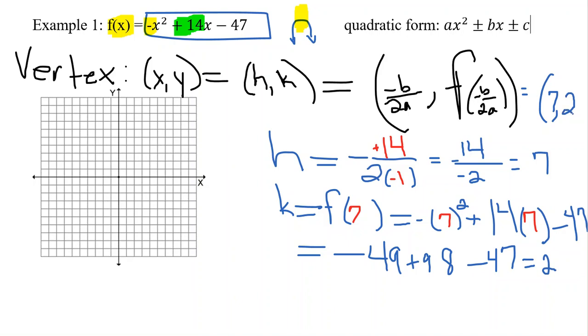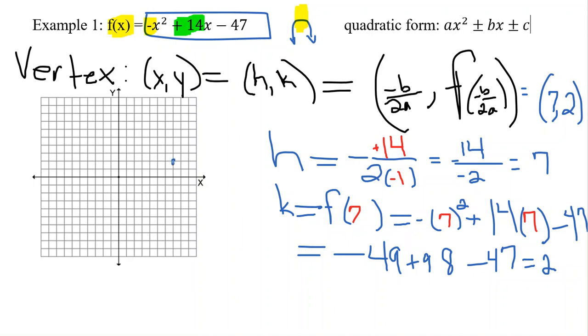So my k is 2. So let's go over here and graph that. I'm going to start at 0, 0. My x is positive, and it's 7, so I'm going to go 1, 2, 3, 4, 5, 6, 7. My y is positive 2, so I'm going to go up 1, 2. So this is my h, k.